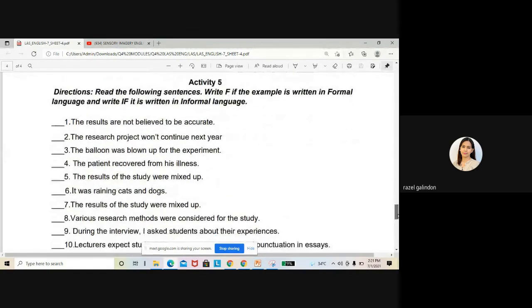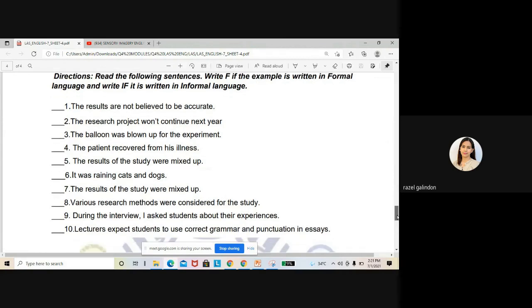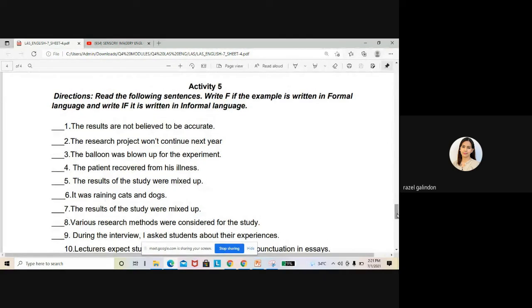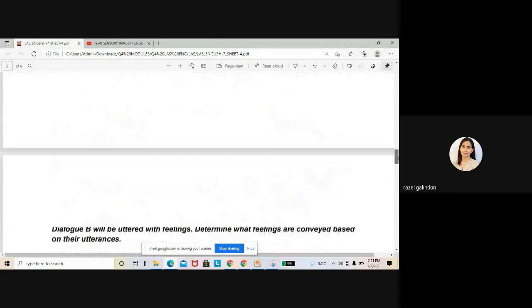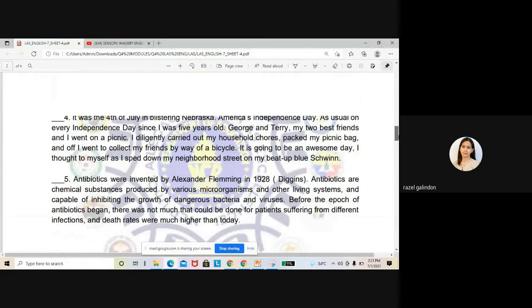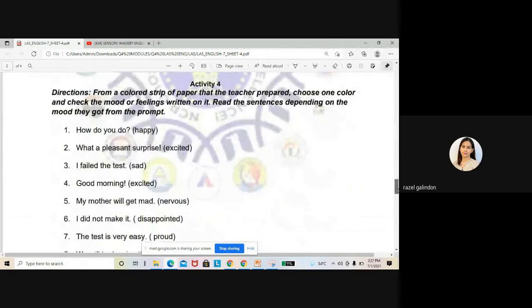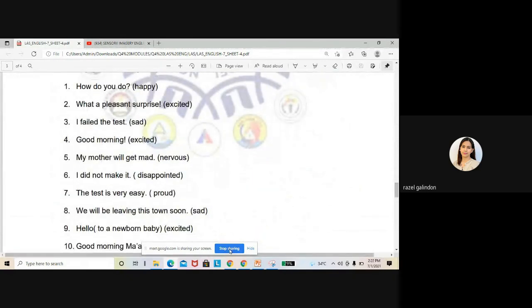The number 5, letters only, you're just going to write letter F if it is showing formal language, and IF if it is showing informal language. So letters only. So again, for this learning activity sheet number 4, we're just going to answer activities 1, 2, 3, and 5. Skip number 4. Okay, hindi na sasagutan yung number 4. So 1, 2, 3, and 5 only.